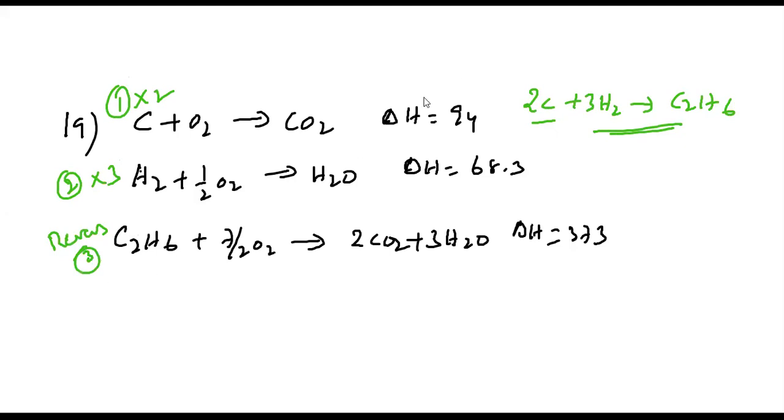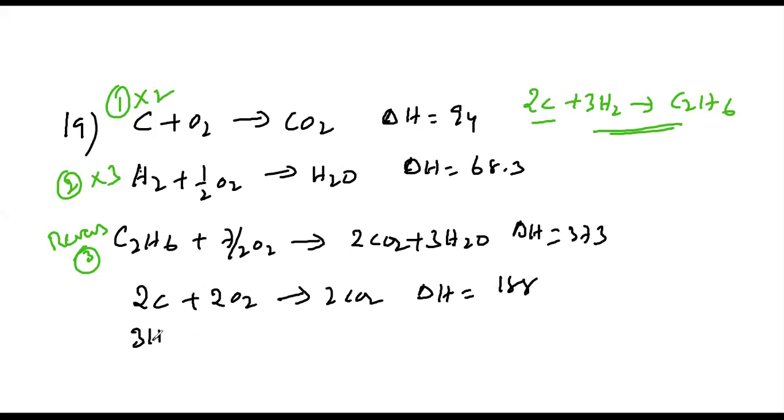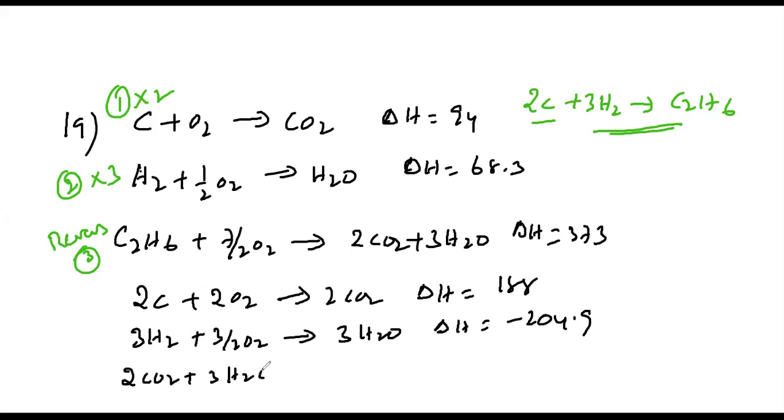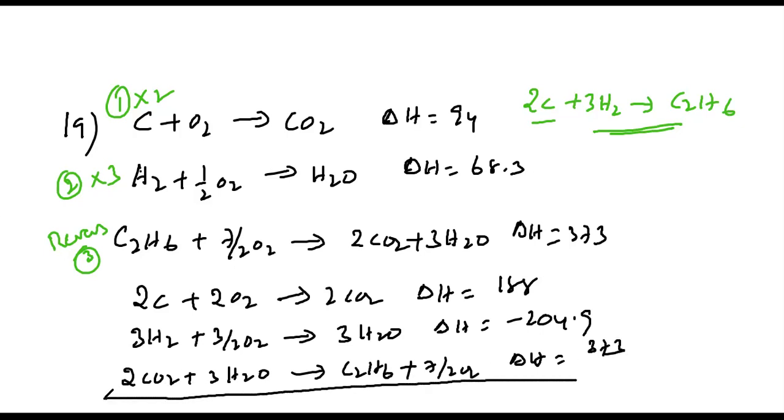Understood? So next, 2C plus 2O2 gives rise to 2CO2. Delta H is equal to 94 into 2, 188. Next, 3H2 plus 3 by 2 O2 gives rise to 3H2O. Delta H is equal to minus 204.9. Reverse the equation: 2CO2 plus 3H2O gives rise to C2H6 plus 7 by 2 O2. So delta H is equal to 373. Right.